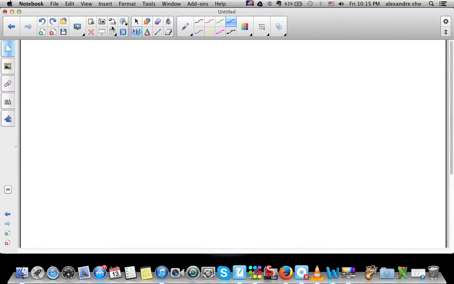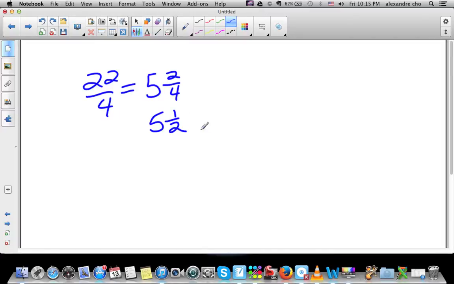Question 9, 22/4. So now we're going backwards. We're changing the improper fraction to a mixed number. 4 goes into 22 5 times. You have a leftover 2 over 4. You can simplify the fraction and leave it at 5 1/2.